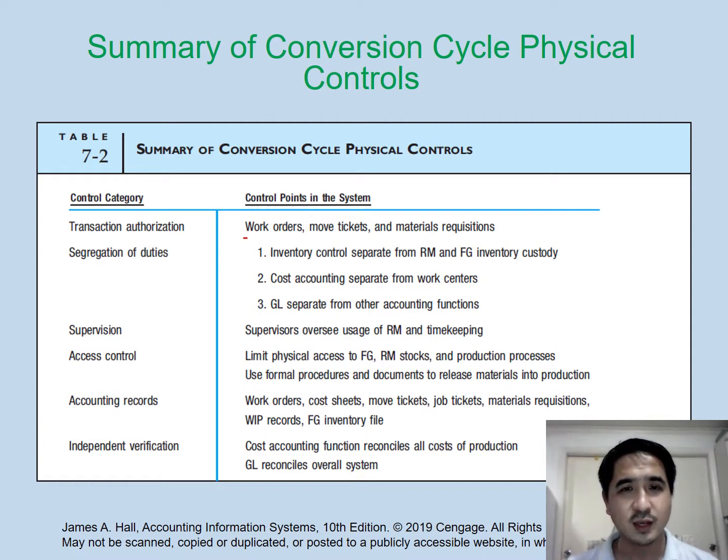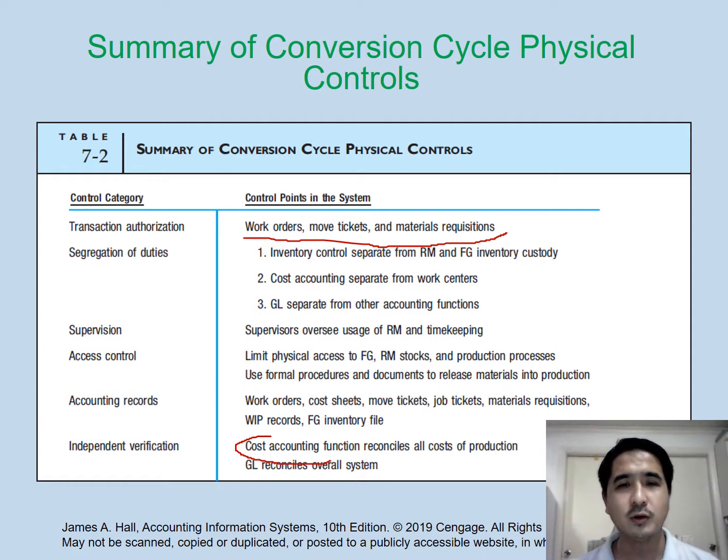For the authorization, as we mentioned, the work order initiates the production process. The move tickets authorize the transfer from one work center or one work area or one production area to the other. And materials requisition authorizes the release of raw materials from the storehouse to the production department or work center. For the SOD, this can be easily understood. So supervision, monitoring, access control, there should restrict physical access to the inventories, finished goods, raw materials, and the production processes, accounting records, the work orders, the job tickets, the WIP finished goods file, and independent verification is also important, specifically on the cost accounting.